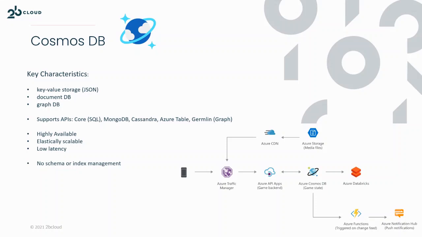Similar to Azure Table, it has no schema or index management. Of course, you can manage the indexing, but Azure does it for you. It supports different APIs such as Core SQL, MongoDB, Cassandra, Azure Table, and Gremlin.